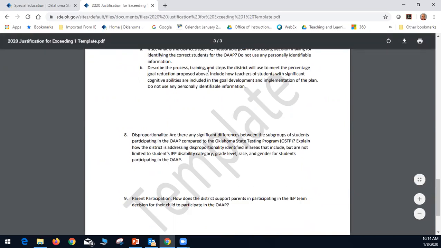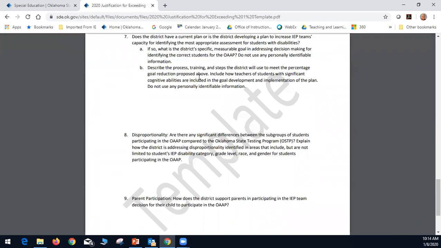Part B, describe the process, training, and steps the district will use to meet the percentage goal reduction proposed above. So maybe you've had a group of people establish what you would like that percentage to look like over the course of the next 1 to 2 years. You can describe how you came to that conclusion. And then the second part, include how teachers of students with significant cognitive disabilities are included in the goal development and implementation of the plan. We felt it's important to include the teachers of those students in this type of decision-making process.